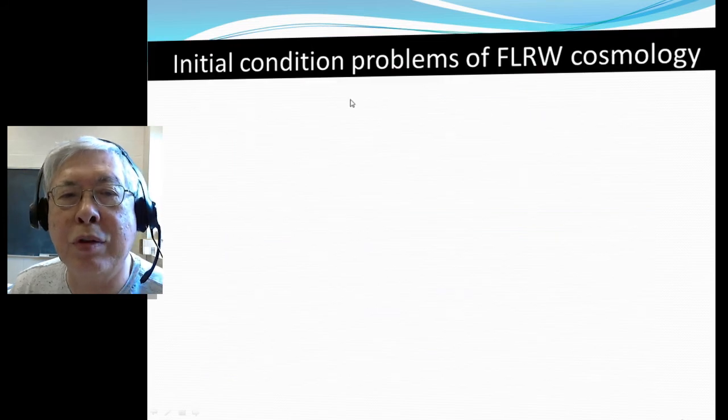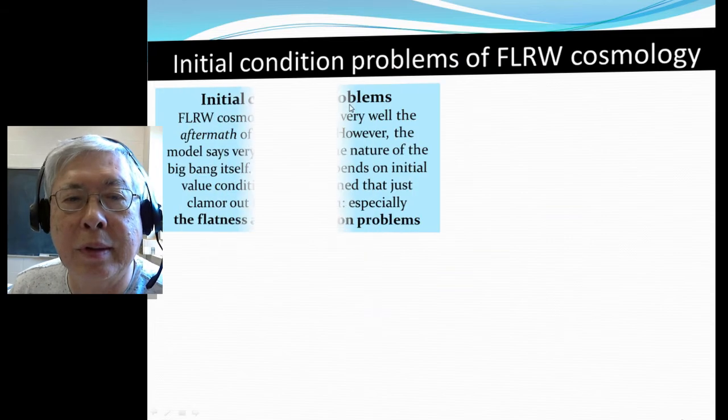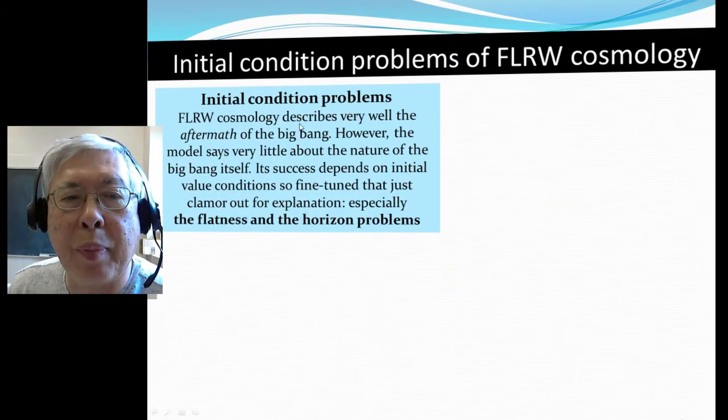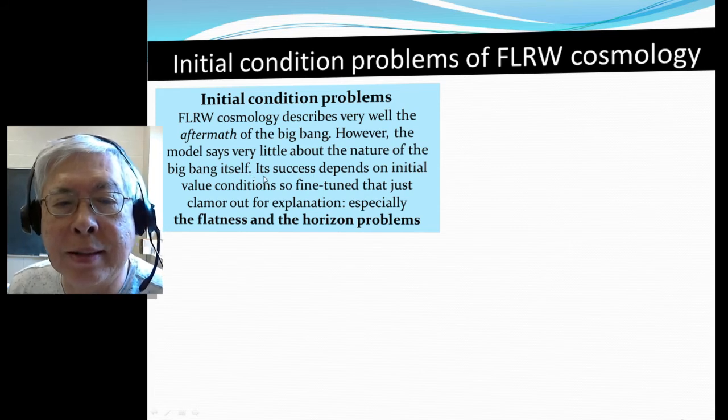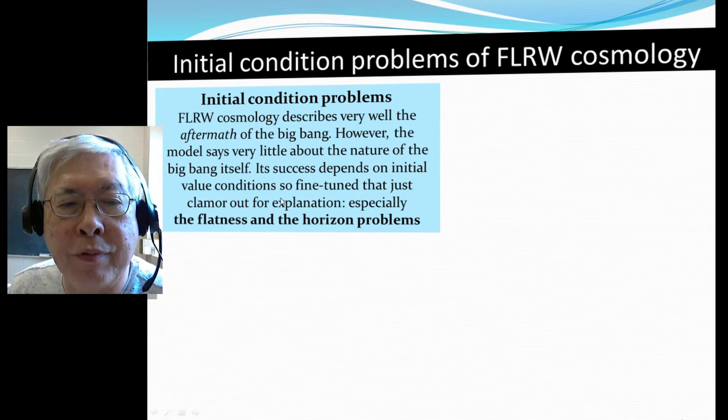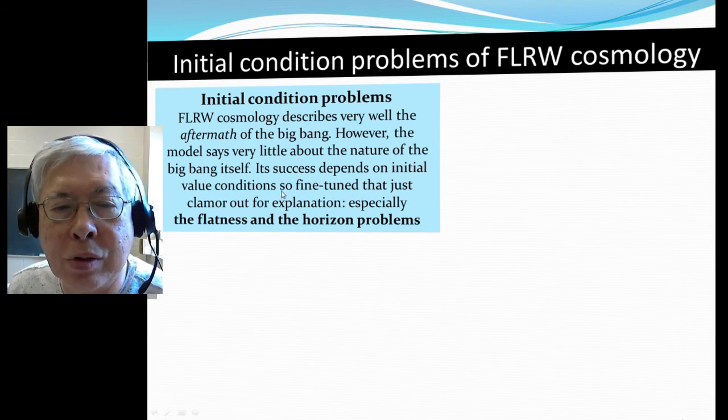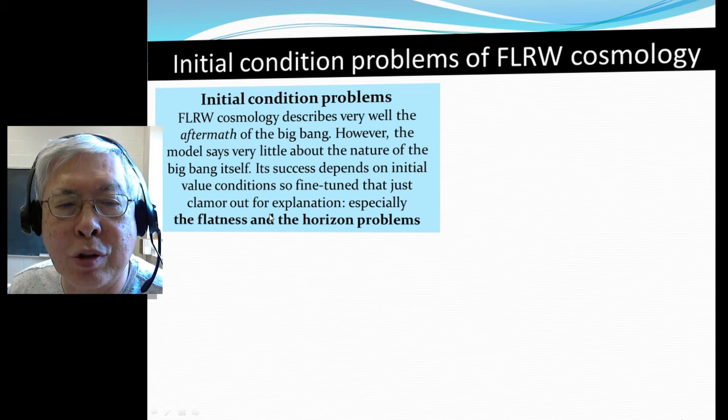So let's first talk about the initial condition problems. The FLRW cosmology describes very well the aftermath of the Big Bang. However, the model says very little about the nature of the Big Bang itself. Its success depends on initial value conditions that are so fine-tuned that they clamor for explanation, especially the so-called flatness and horizon problems.